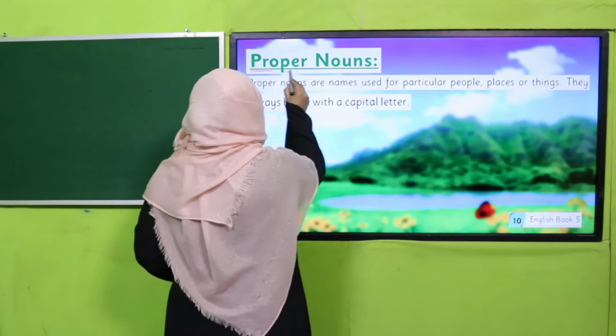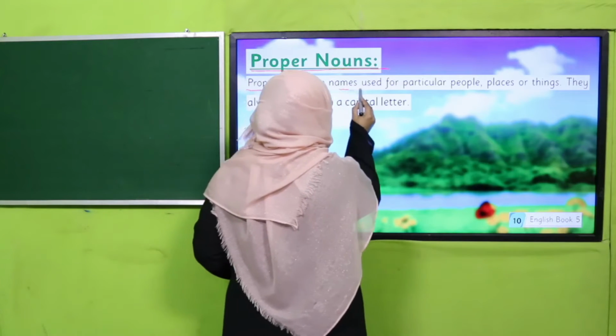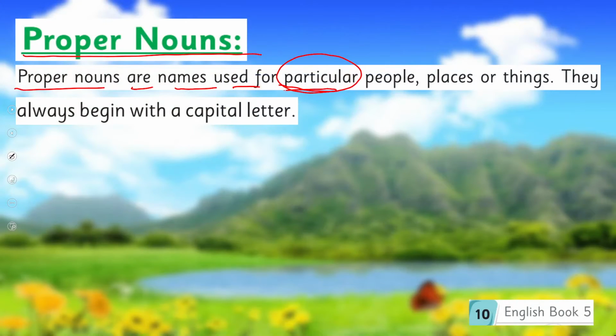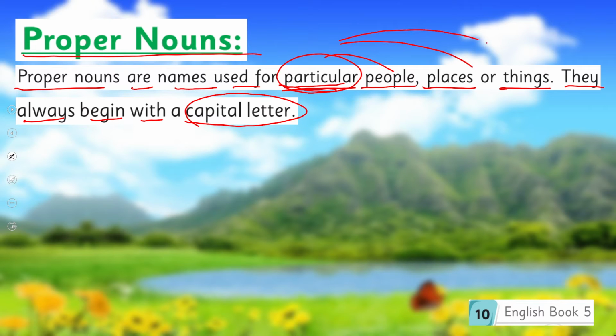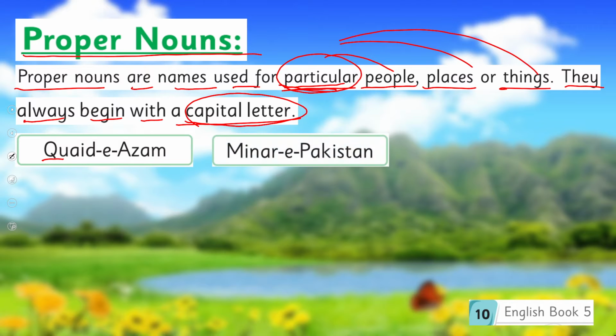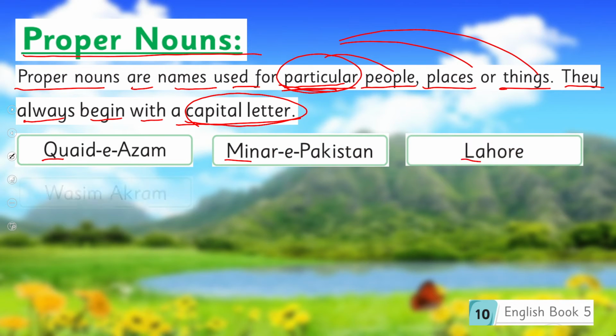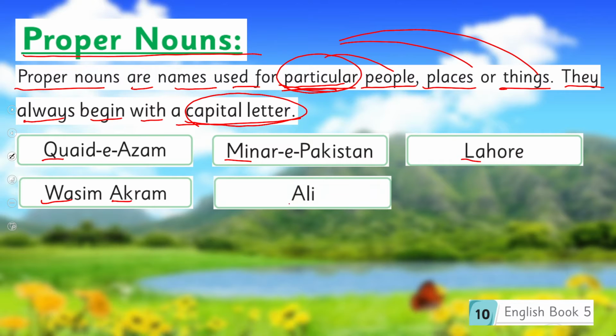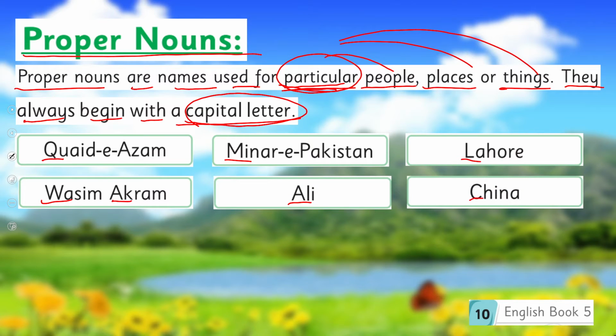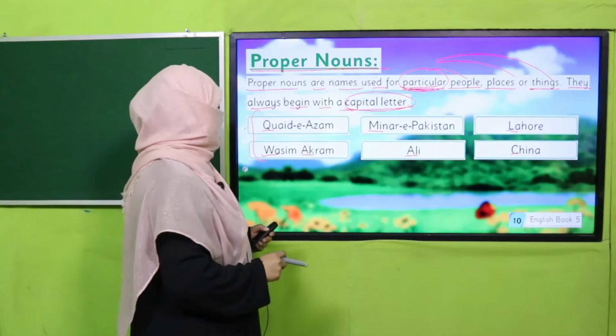What is a proper noun? Proper nouns are names used for particular, specific people, places, or things, they always begin with a capital letter. So whenever we write a particular name for a person, place, or thing, we will use a capital letter. Its examples are Qaid-e-Azam, Minar-e-Pakistan, Lahore, Wasim Akram, Ali, China. You see, all these names are proper nouns. That's why we have written them by using capital letters.